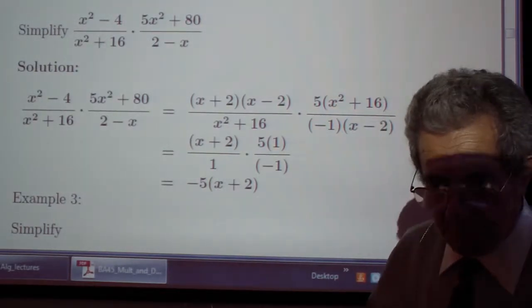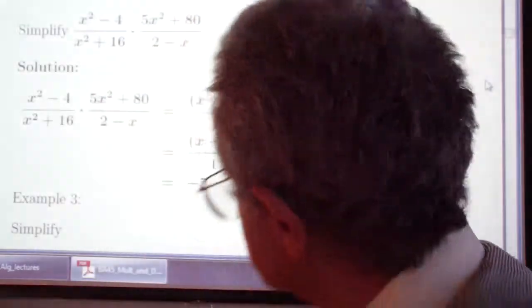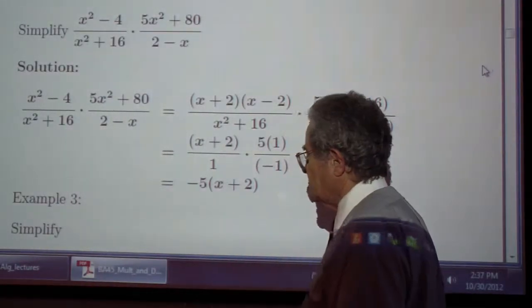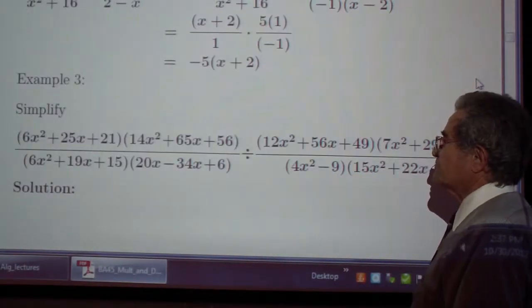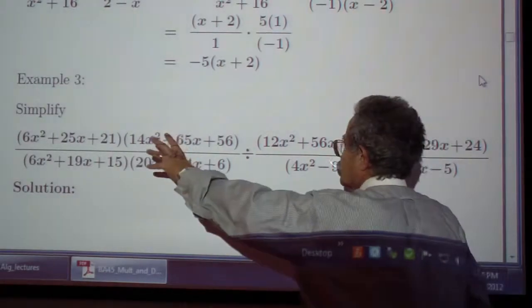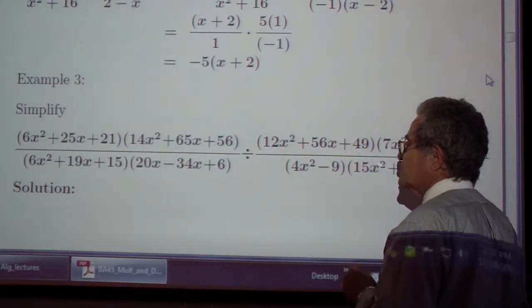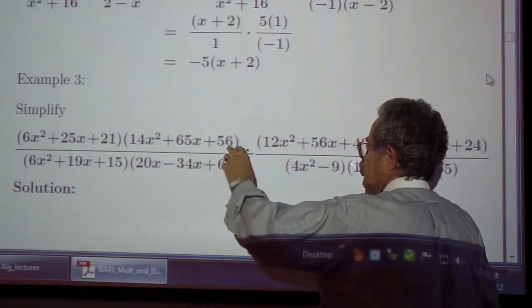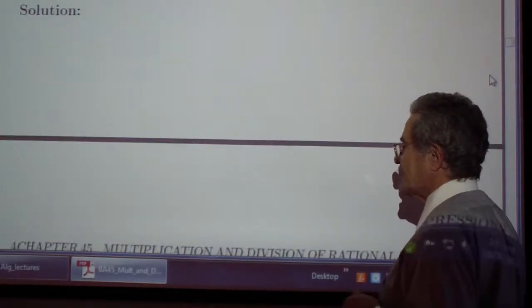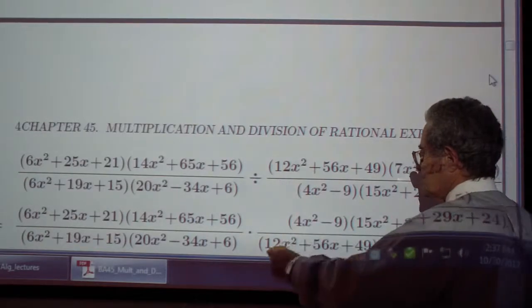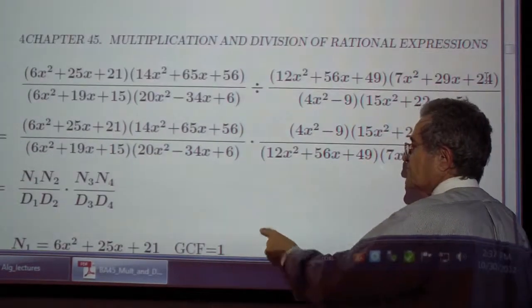Example 3. I forgot to set the timer. Example 3. You are given a fraction, you divide by another fraction, which means you multiply the first fraction by the reciprocal of the second. Their division and their multiplication.